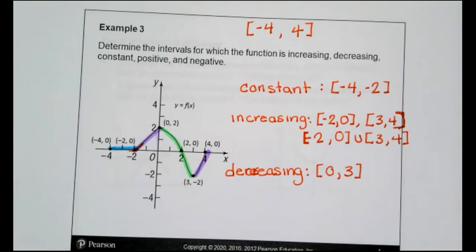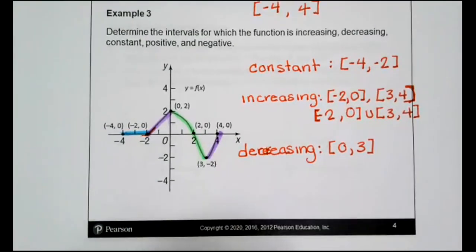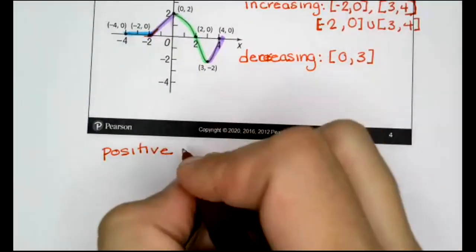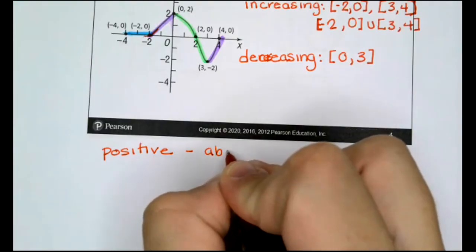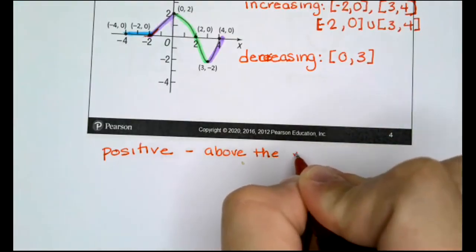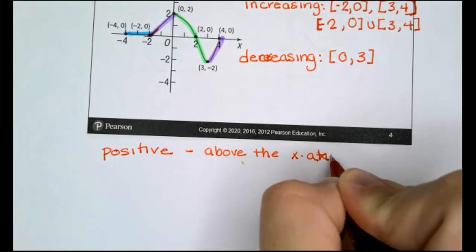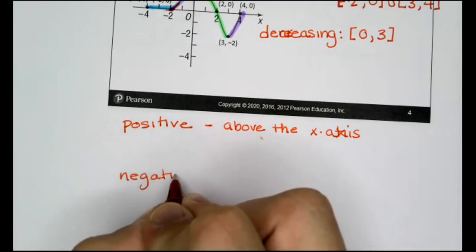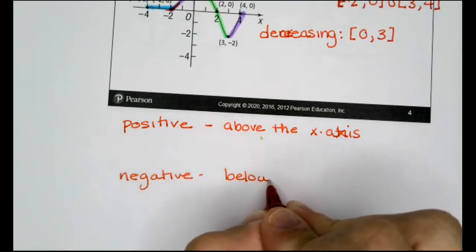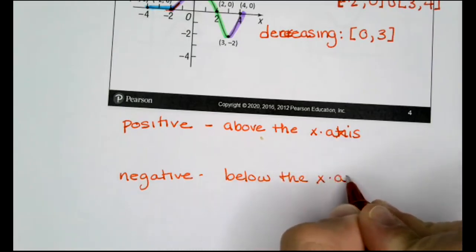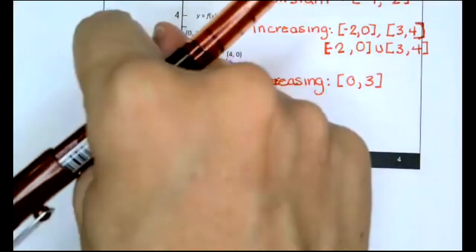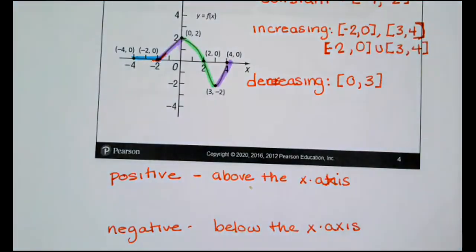All right, so let's talk about positive and negative. Positive means it is above the x-axis. And so, as you can guess, negative means below the x-axis. It can also be neither positive nor negative, right? It could be on the x-axis. So it's -4 to -2, neither positive nor negative.